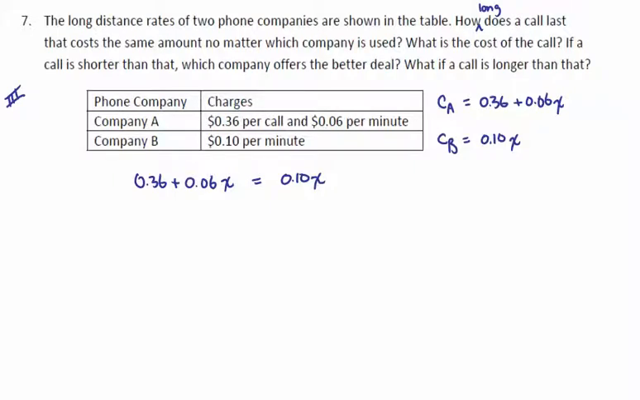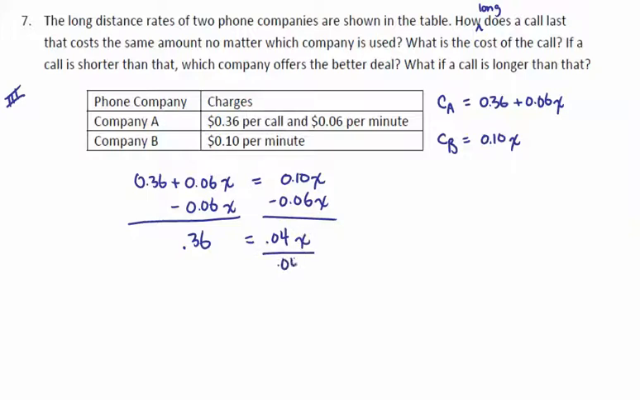So in this example, we'll subtract 0.06x from both sides, and we'll end up with 36 cents is equal to 0.04x. Dividing both sides by 0.04, we end up with x is equal to 9. And what is that 9? 9 is the number of minutes for the cost to be the same for both companies.